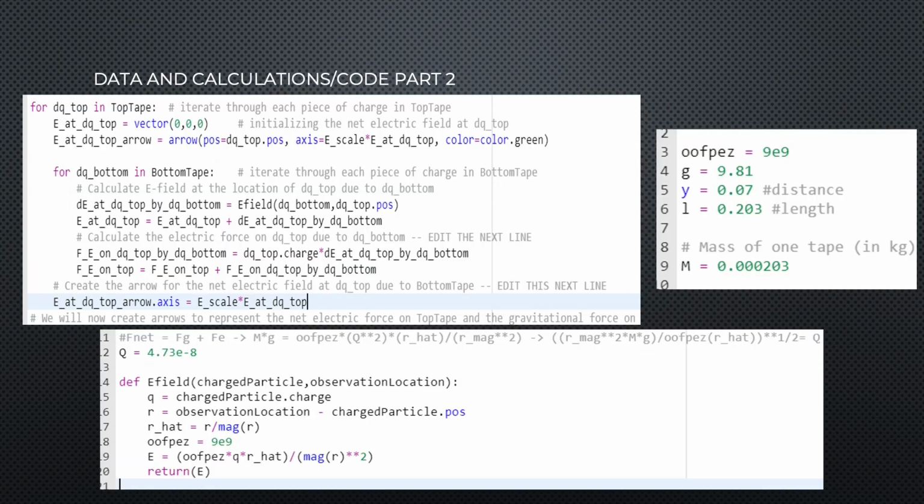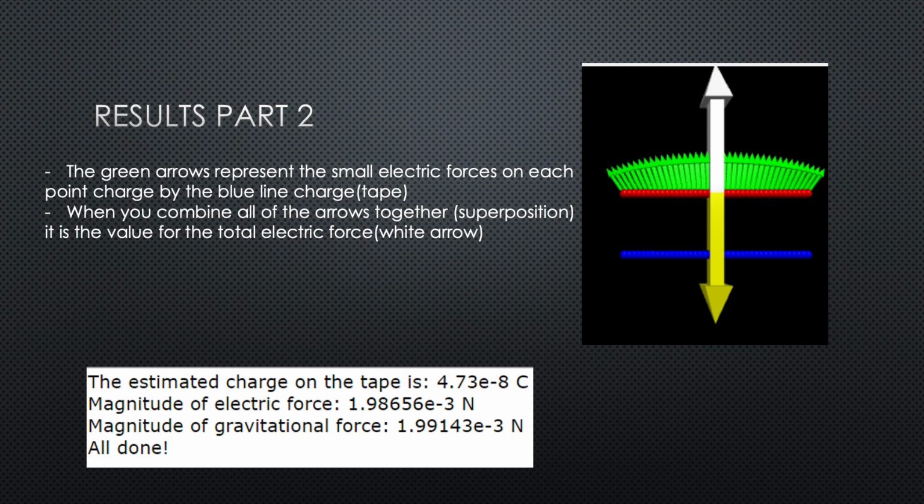As we begin here for part 2 of the experiment, this is the data and code and bit of calculations for it. And as you can see here are the results for part 2. The green arrows represent the small electric forces on each point charge by the blue line, the tape. And when you combine all the arrows together, it is the value for the total electric force, our superposition. And as you can see, the estimated charge on the tape is 4.7 times 10 to the negative 8th, and the magnitude of the electric force is still 2 times 10 to the negative 3rd, and the magnitude of the gravitational force is 2 times 10 to the negative 3rd.